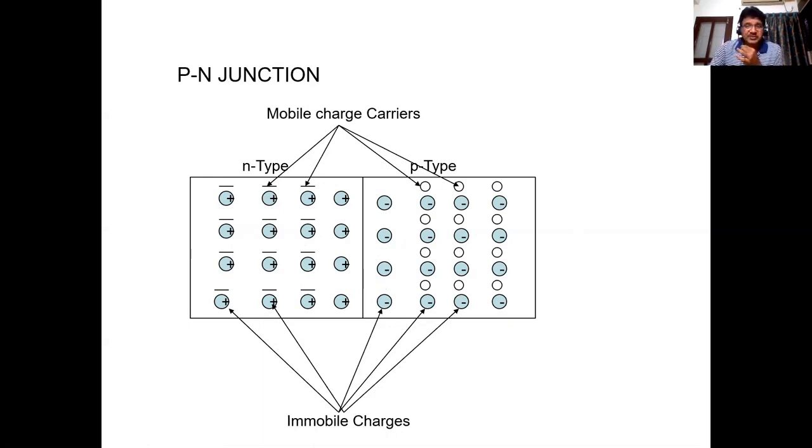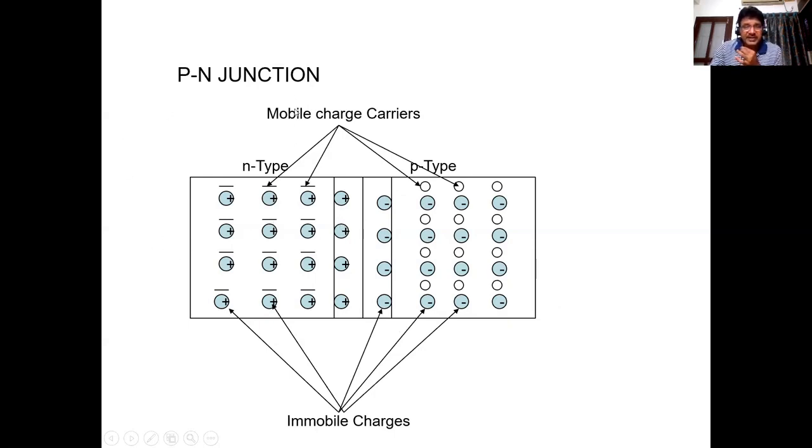If the system is in equilibrium, that means we are not applying any biasing. Then these immobile charges create the space charge here. These negative ions oppose the further diffusion of electrons, and these positive ions oppose the further diffusion of holes. There is no further recombination, and we don't get any radiation here.